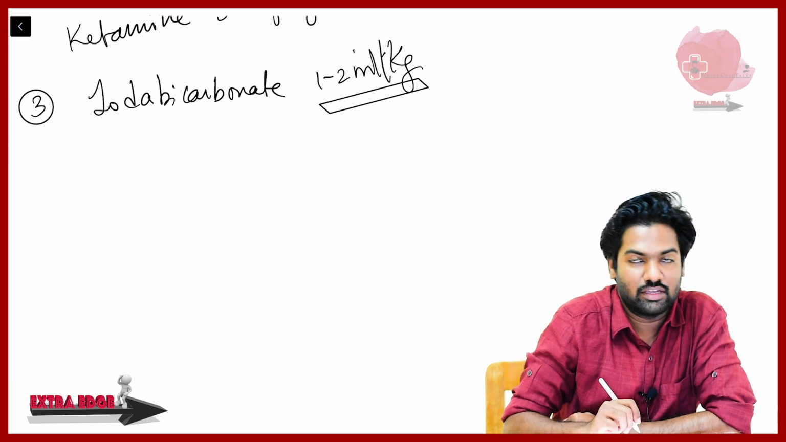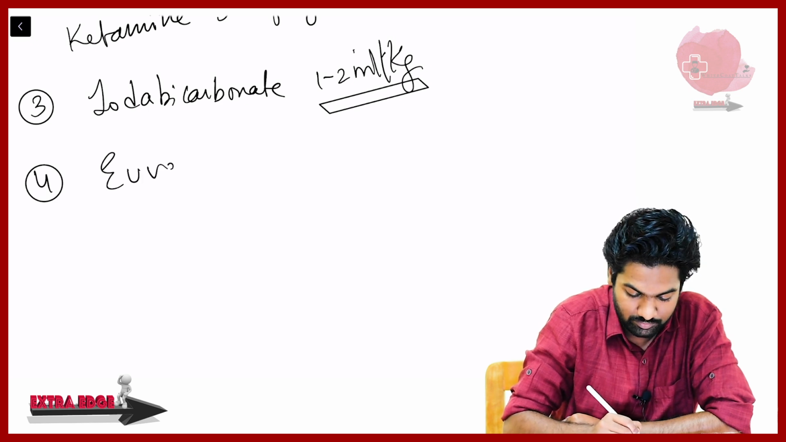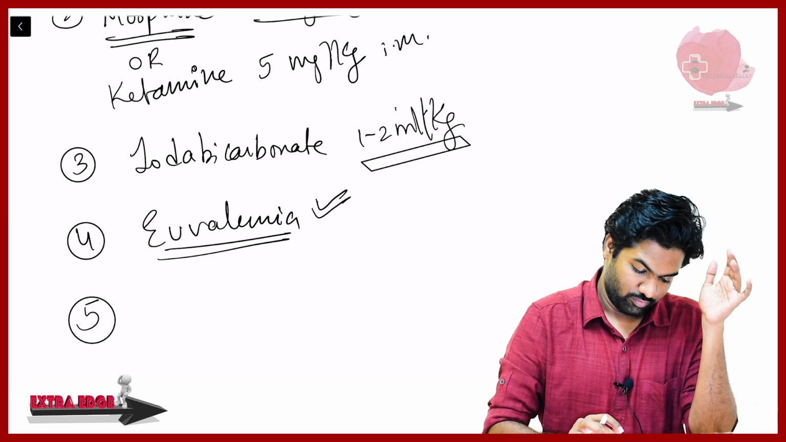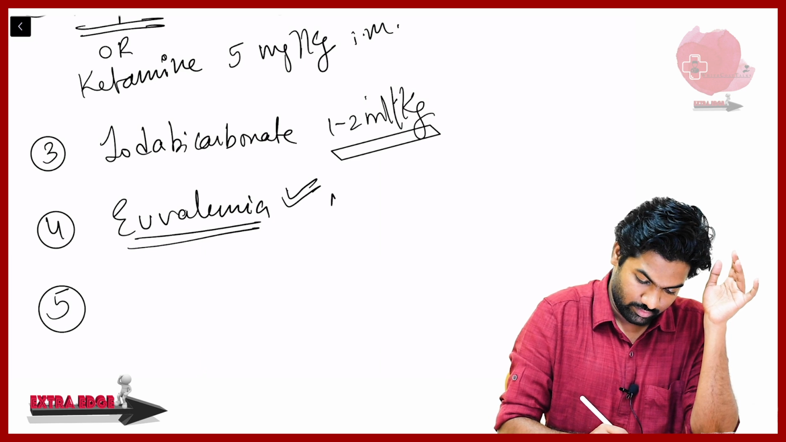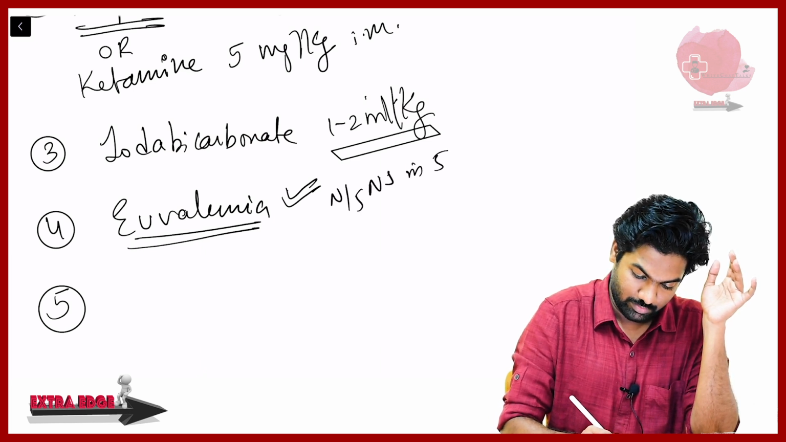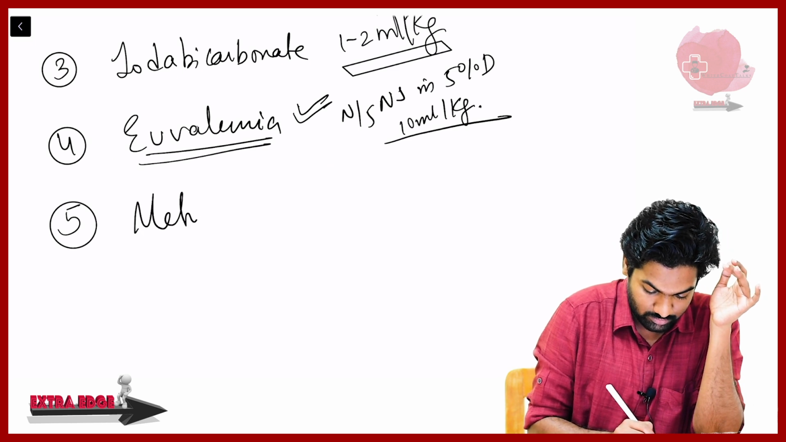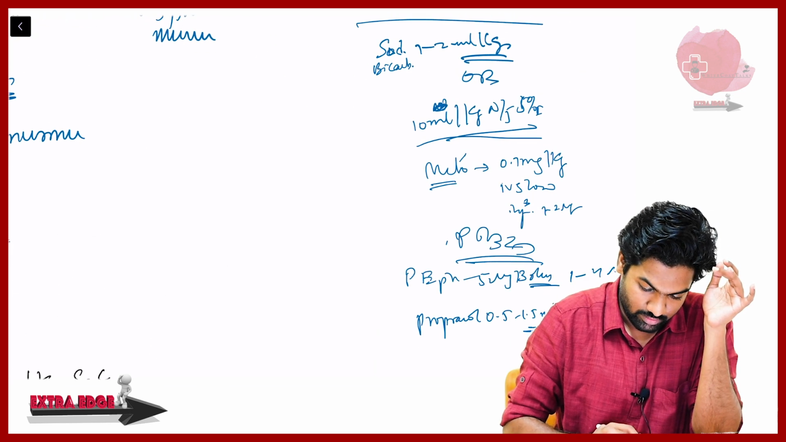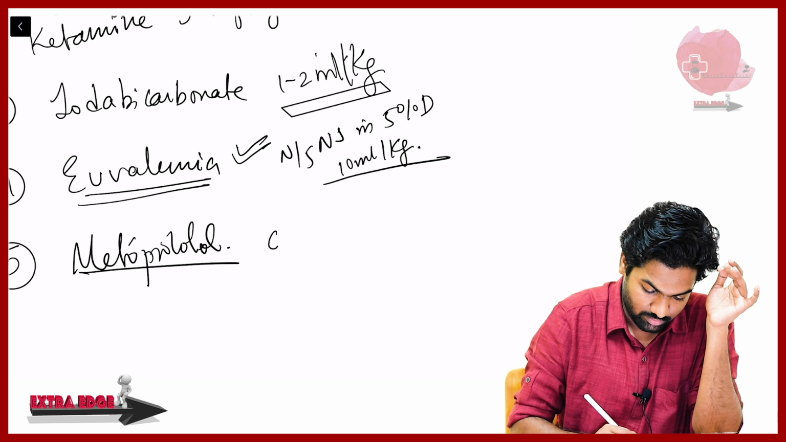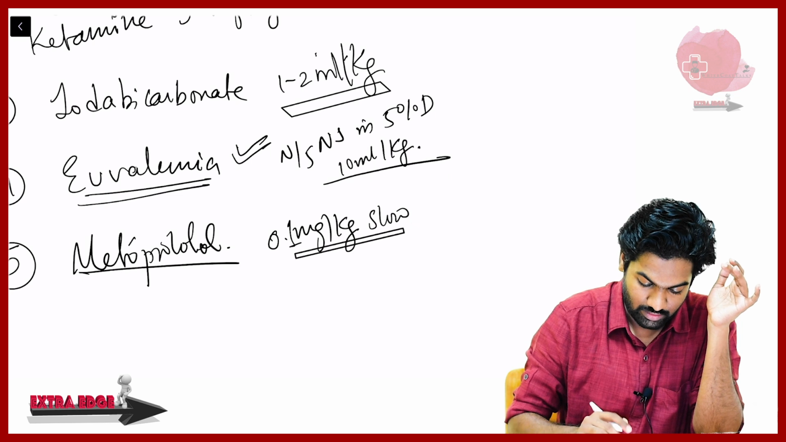Now even after this soda bicarb infusion, another important thing you have to take care of is euvolemia. Now if you see how you maintain euvolemia, you can give N by 5 NS in 5% dextrose, 10 ml per kg. Then after this another drug which I want to tell here is metoprolol. Metoprolol you will give around 0.1 mg per kg slow, followed by infusion.